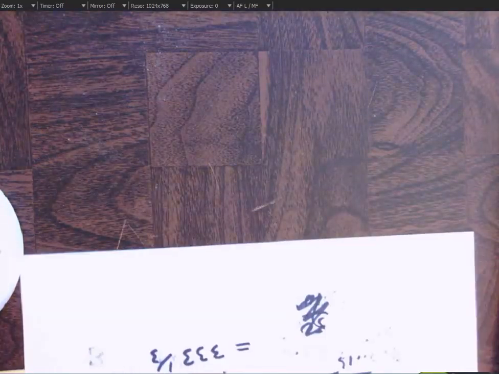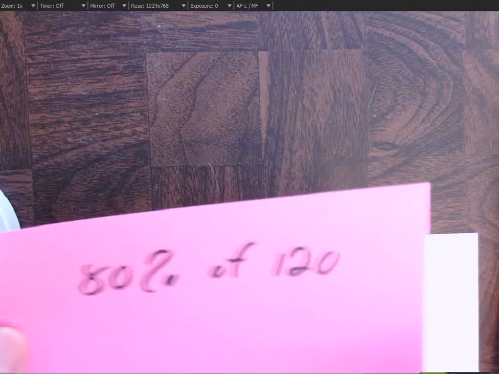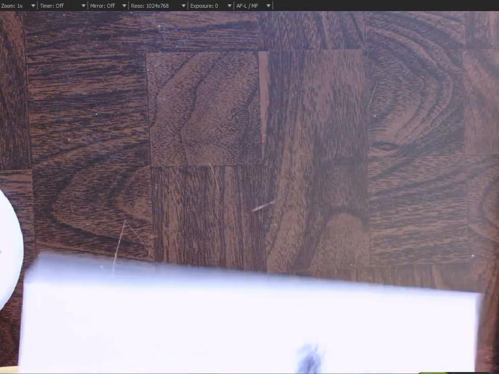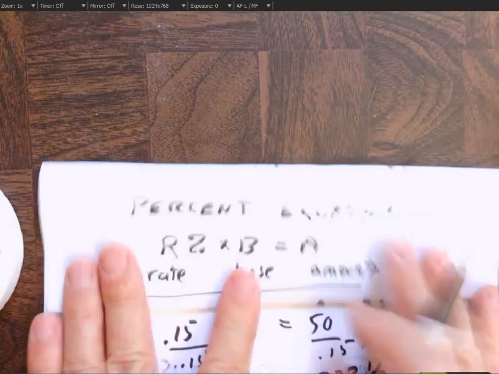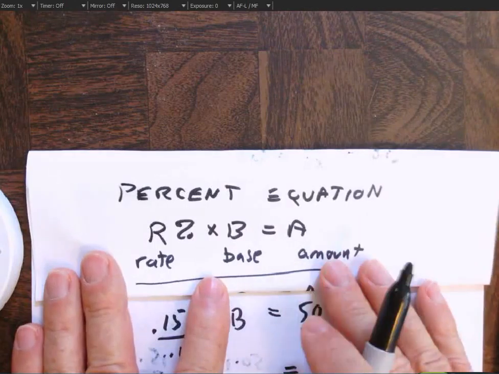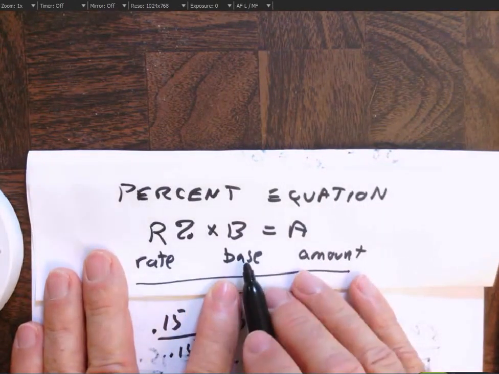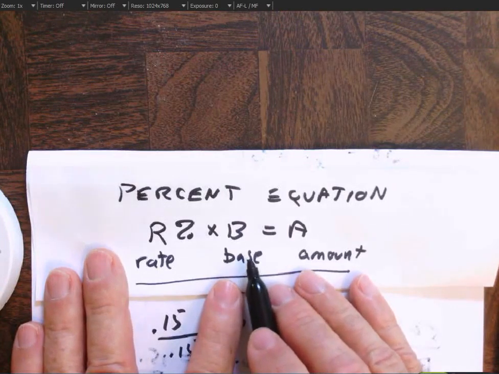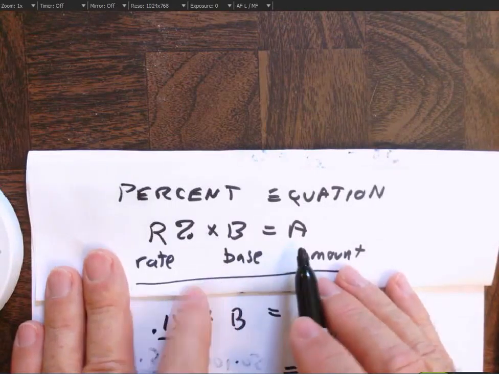So those are the three types of percentage problems. You've got the straightforward one, 80% of 120, which is multiply, and the other two are going to be divide situations. So set up the equation: R% times the base equals the amount. So figure out in your problem, what's the base? That's probably the most important part, figuring out what the base is. And then it's going to be either multiply or divide to get your answer.